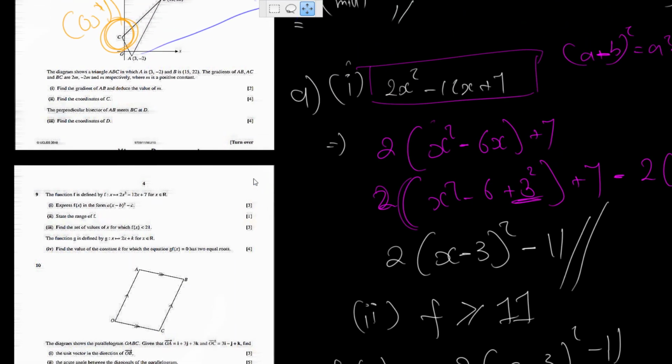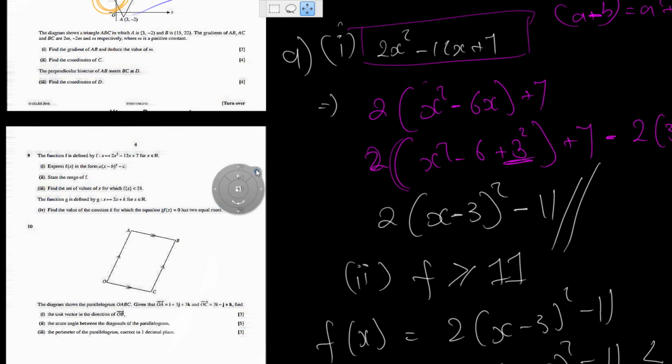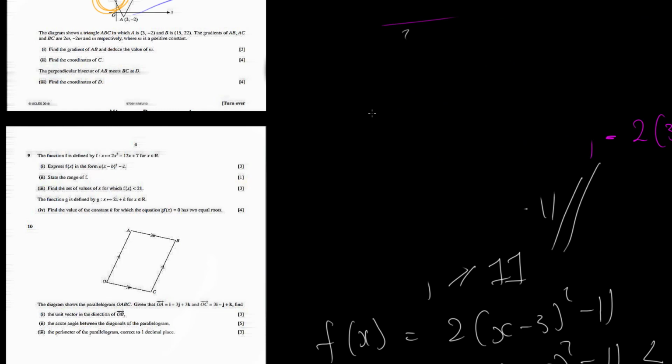Okay, next question. Let me erase this super quickly. Okay, next question. Question number 4. f of g is defined, find the value for k. Okay, so basically it's the composite function that we have to solve.